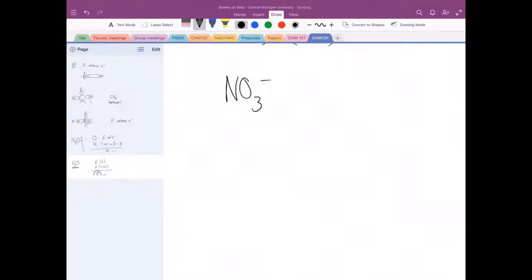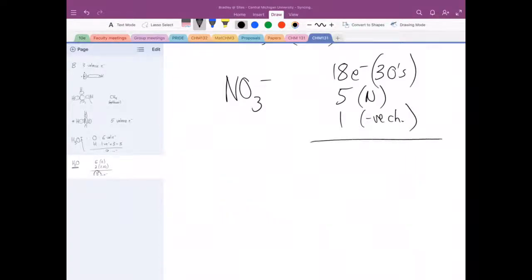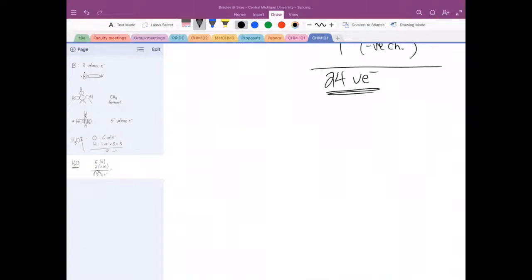Okay. So nitrate, you have 18 valence electrons for the 3 oxygens. You have 5 for the nitrogen, and then an additional 1 for the negative charge. Okay, so that's 24 valence electrons. So let's do this. So we've got 6, 7, 8, 9, 10, 11, 12, 14, 18, 19, 20, 22, 23, 24.